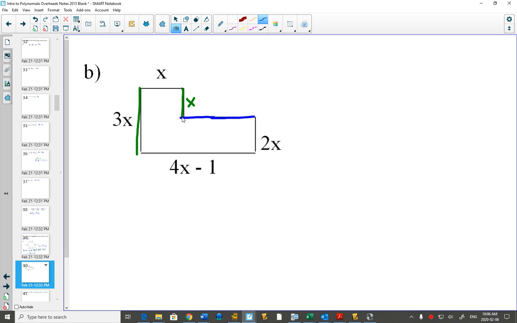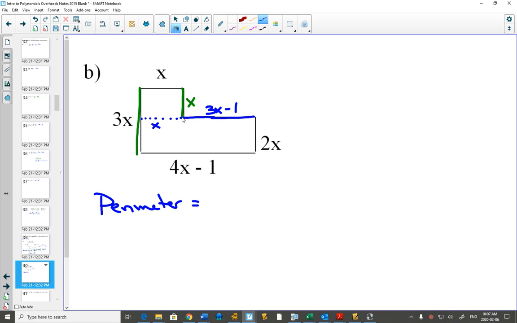Okay, this whole length is 4x minus 1. What would have to be here so that if you added, this is an x, plus this has to equal 4x minus 1? There would be 3 x's, but if I add 3x plus x, I get 4x. What would also have to be here so that if I added them, I get 4x minus 1? A minus 1. Does that make sense?